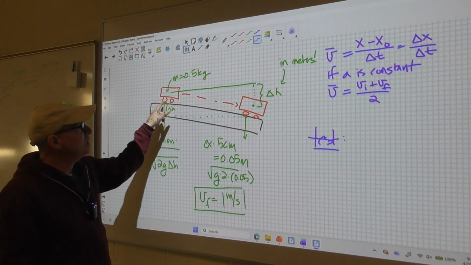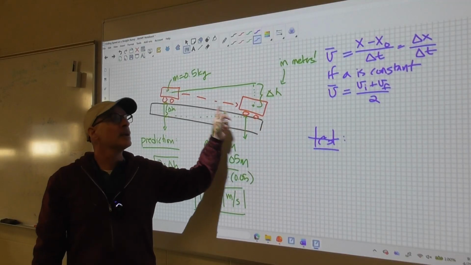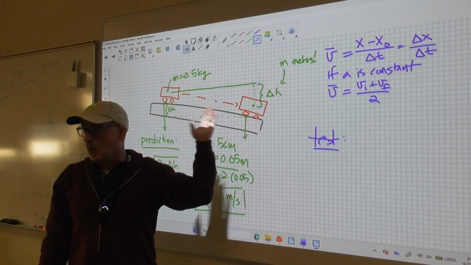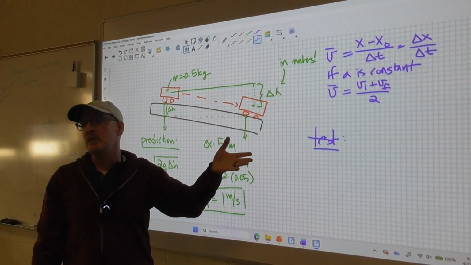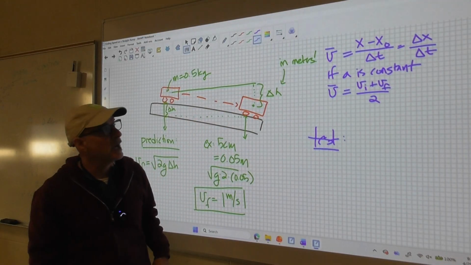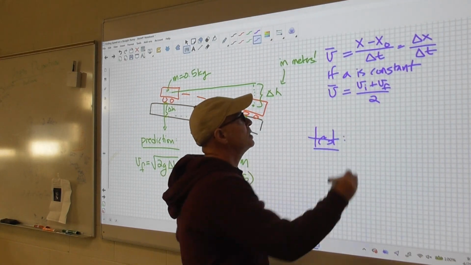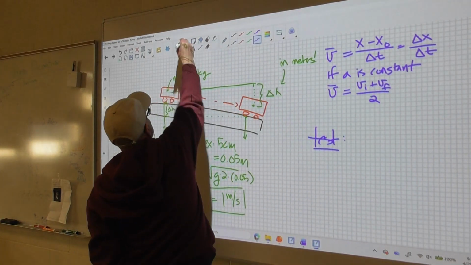We know acceleration is constant on a ramp because we established that a billion years ago. There's only one net force the entire time it's on the ramp, so its acceleration will be constant. That means these two quantities are equal. So we have this equation.